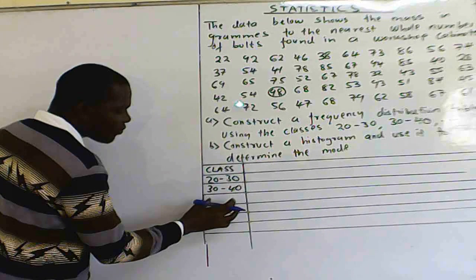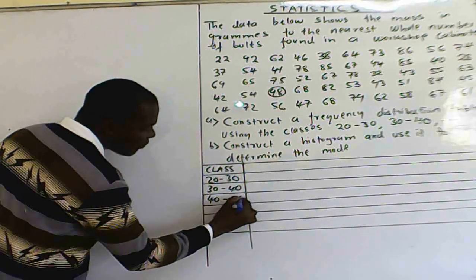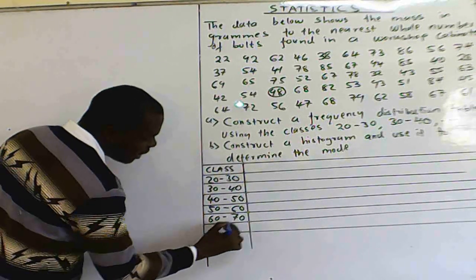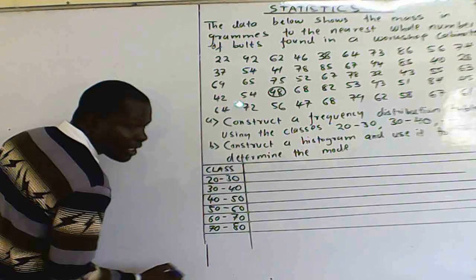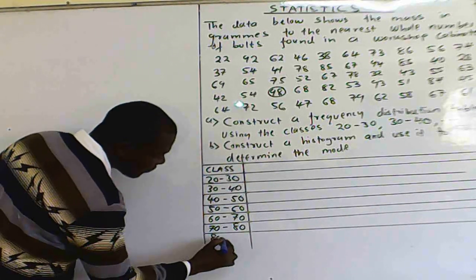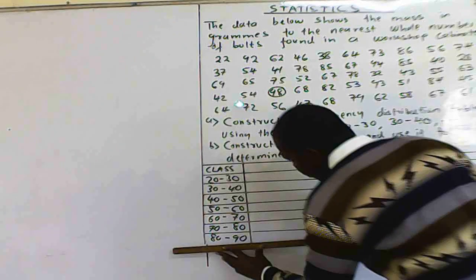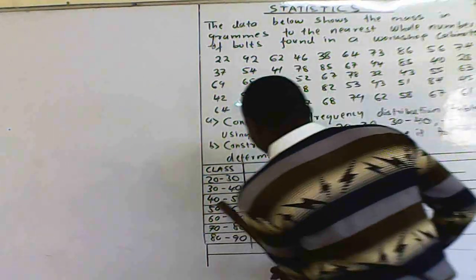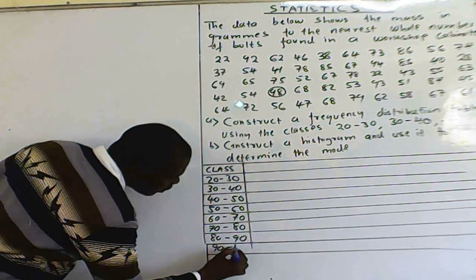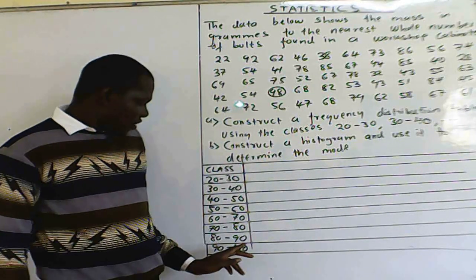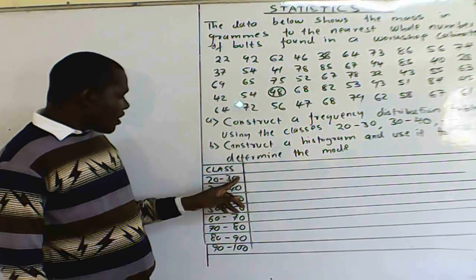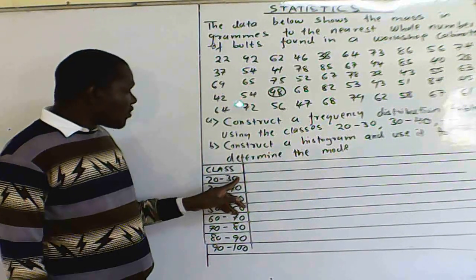So we continue: 30 to 40, then the next will be 40 to 50, then 50 to 60, then 60 to 70, then 70 to 80, then 80 to 90, then 90 to 100. That is the last class, because in the class 90 to 100 we have the data value 98, isn't it?